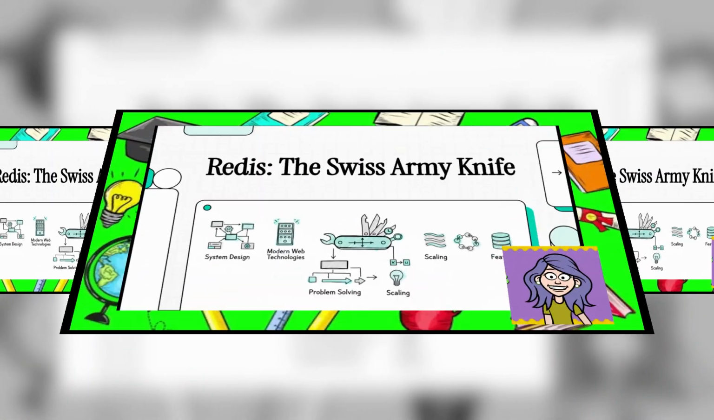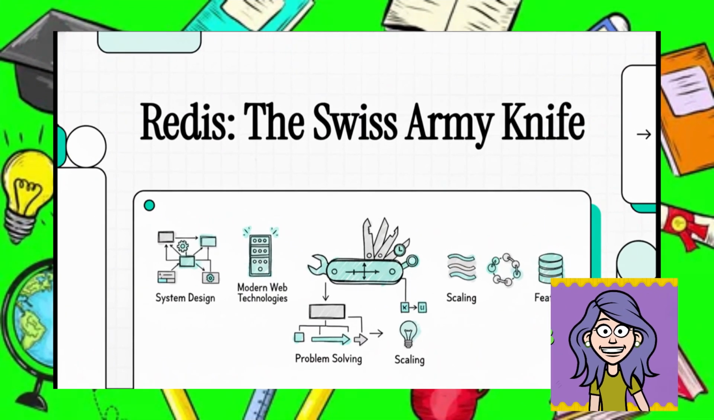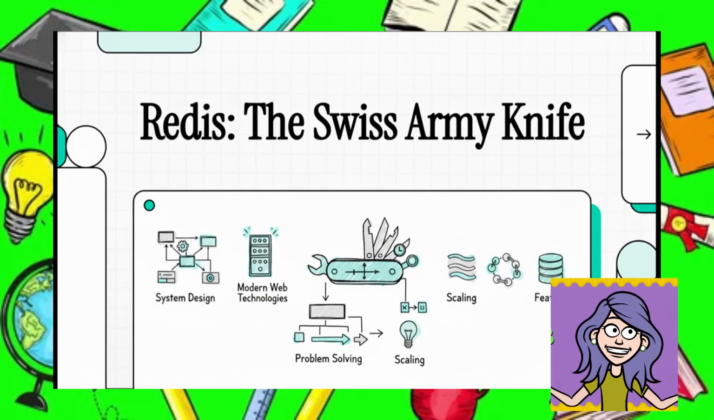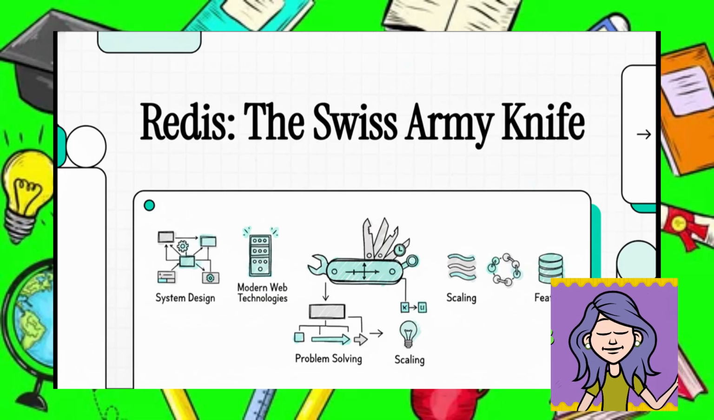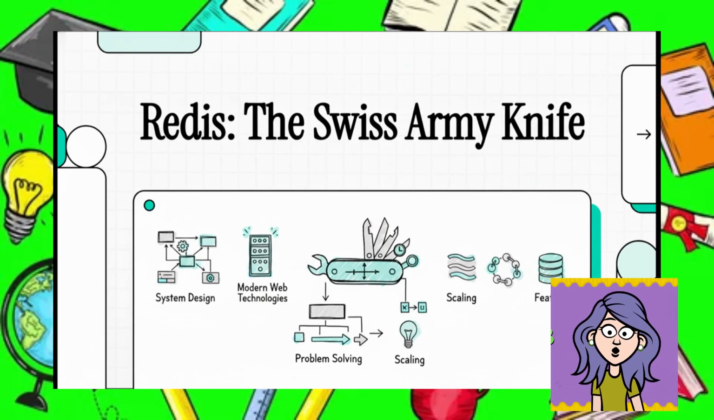Whether you're cramming for a system design interview or you just want to understand the magic behind the apps you use every day, there's one tool that just keeps popping up: Redis. It's famous for being the Swiss Army knife of databases, and today we're going to find out exactly why. We're going to break down what it is, how you scale it, and how it's used to solve some of the biggest problems in software engineering.